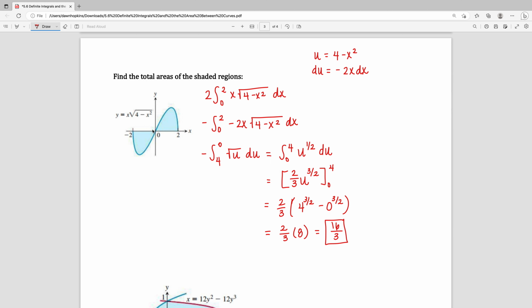That would be if I took the absolute value of the region down here plus the area of the region up here, I would get 16/3. What that would tell me is the region above the x-axis is equal to 8/3. The region below would be the negative 8/3, but again, taking the absolute value of both and adding, our total area is 16/3.